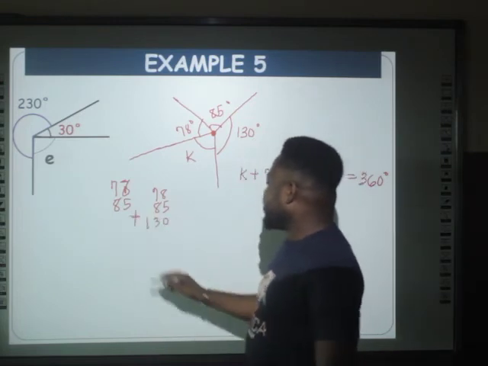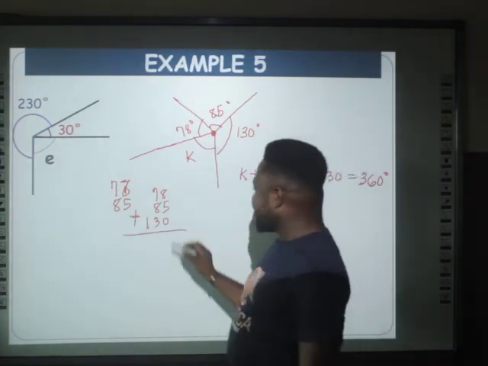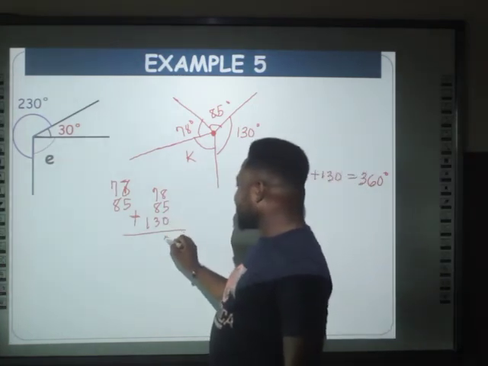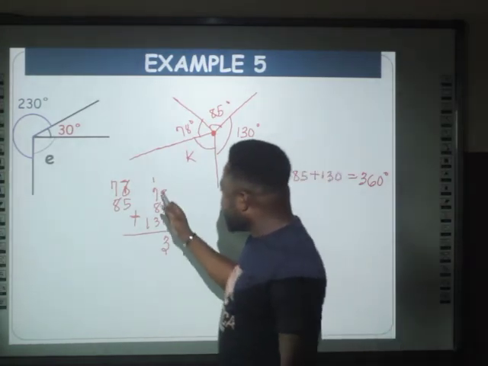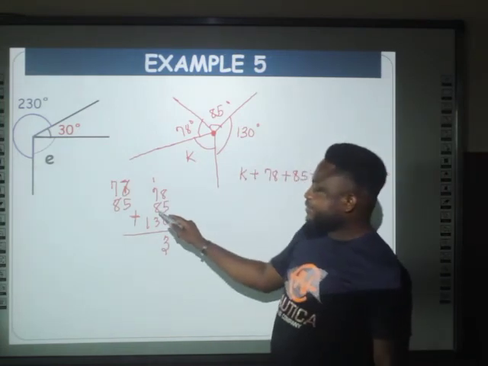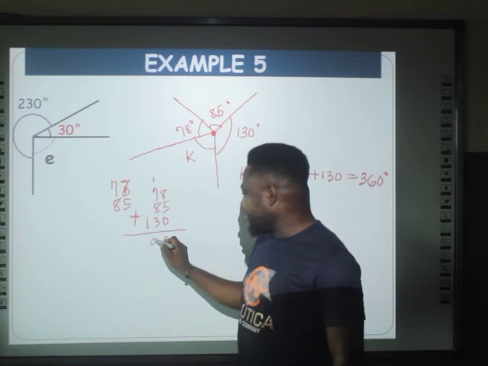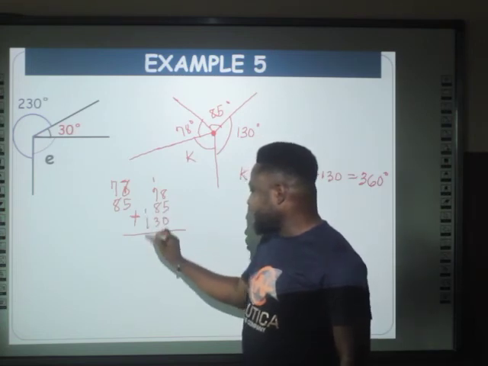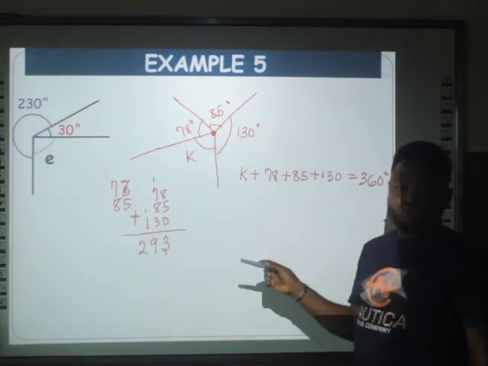Okay. Now let's add this together. 8 plus 5 gives you 13. 13 plus 0 is 13, right? 3 carry 1. 1 plus 7 will give you 8. 8 plus 8 will give you 16. Then 16 plus 3 will give you 19. So you write 9, carry 1. So 1 plus 1 will give you 2. So that means the addition of these 3 angles will give you 293.